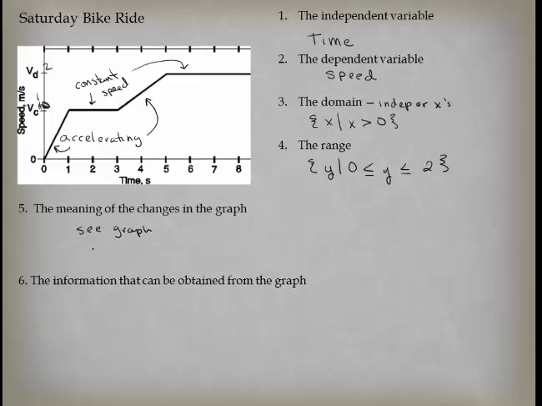And then we have the information that can be obtained from the graph. Well, we're going to be making some guesses or suppositions. Okay, someone's going on a Saturday bike ride. They start and they are riding fast for 1 minute to get up to speed. Then they maintain a constant speed. Perhaps they're going uphill, or perhaps they're just coasting along. Then they decide to accelerate some more, and then maintain a constant speed for the rest of this ride.